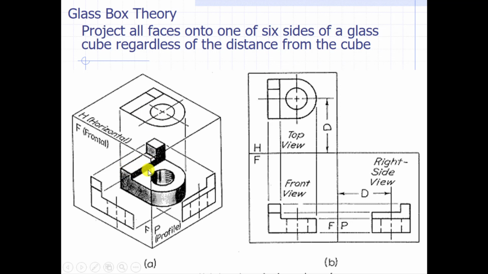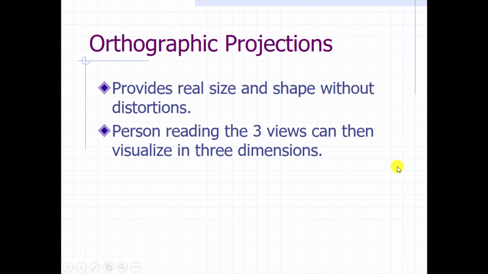The glass box theory then lets us work between the views to determine what we see. So here again, we have an L shape here, an L shape here, and then this rectangle is the arc that we see over here. And we can see that with our top, front, and right side views over here. It gives us real shape and size without distortions, and it gives you the ability to visualize the part in 3 dimensions.